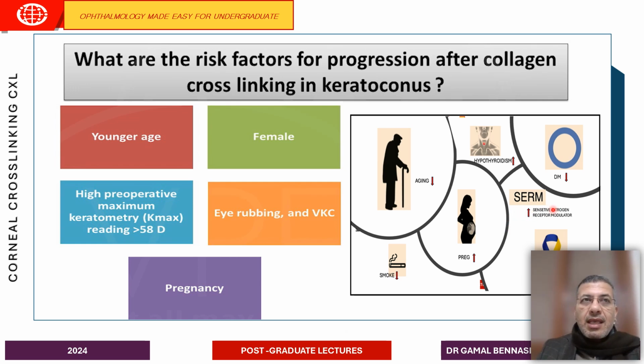Some people have these receptors in special malignancies like breast cancers. So these people show deterioration of the keratoconus even after cross-linking. So all these variables are very important. These people are at high risk for progression even after cross-linking.